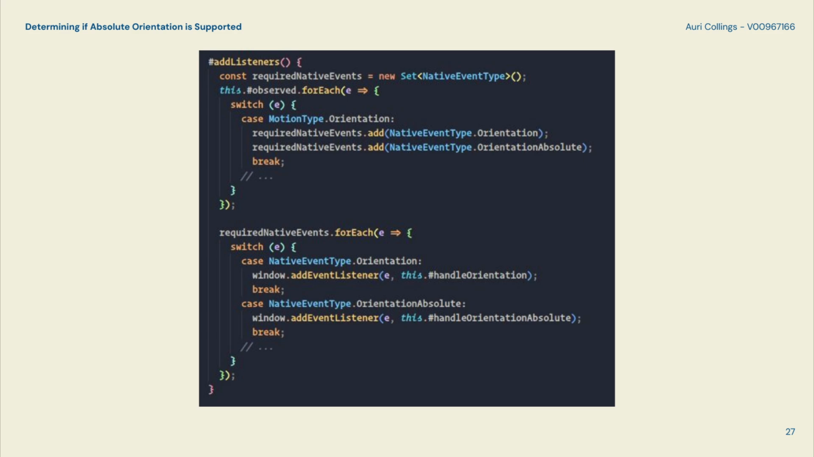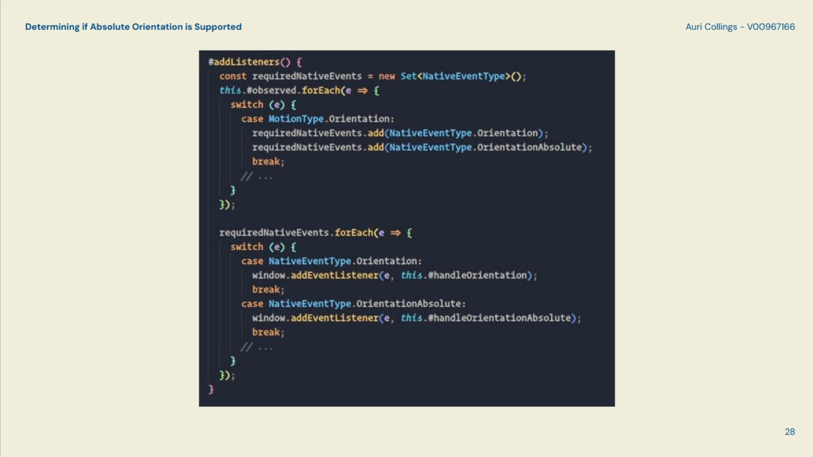To determine if this was feasible, I decided to test the intervals at which the events were reported, and I was happy to see that if both events were listened on for a device that supported both, they were issued in relative lockstep. Every time a non-absolute event was issued, an absolute one was also issued at nearly the same time. Using all of the information I gathered, I developed a solution to the problem for my final implementation.